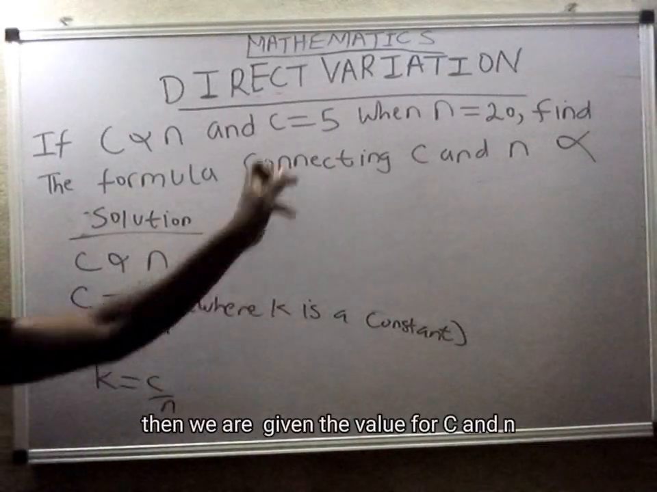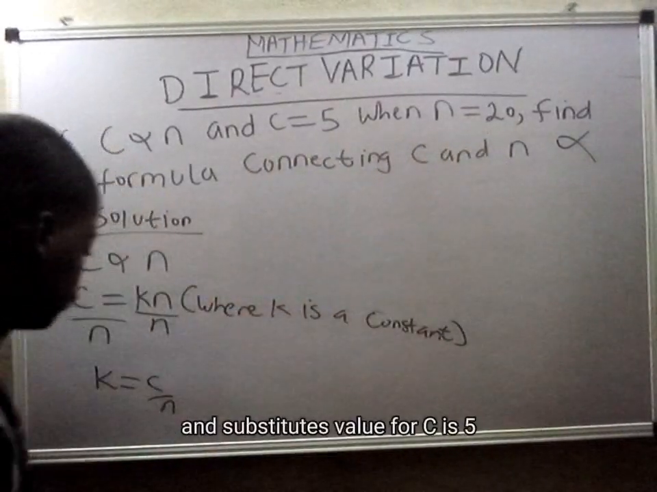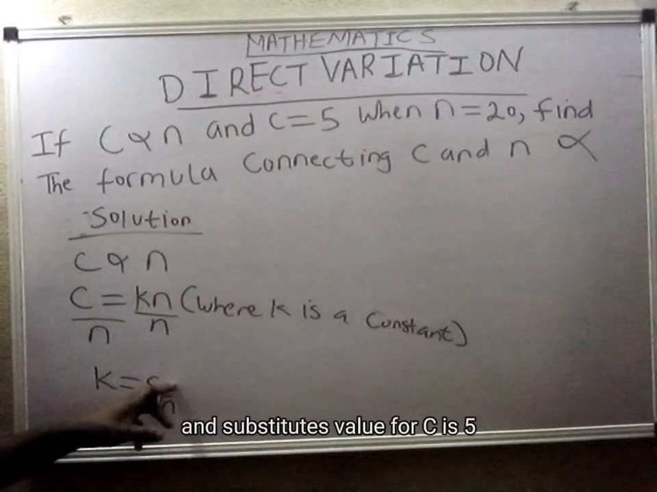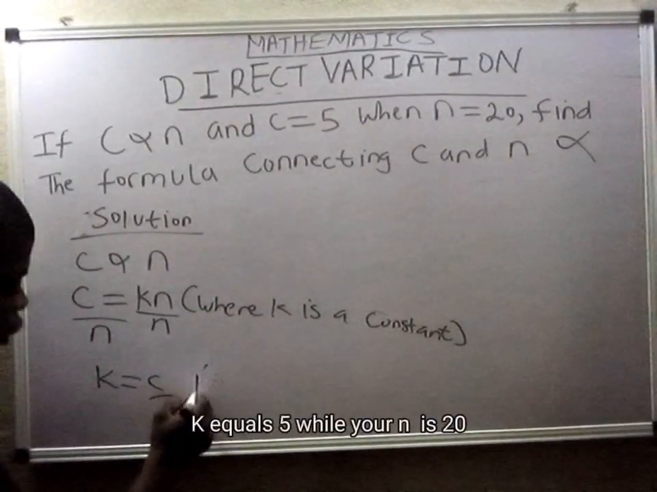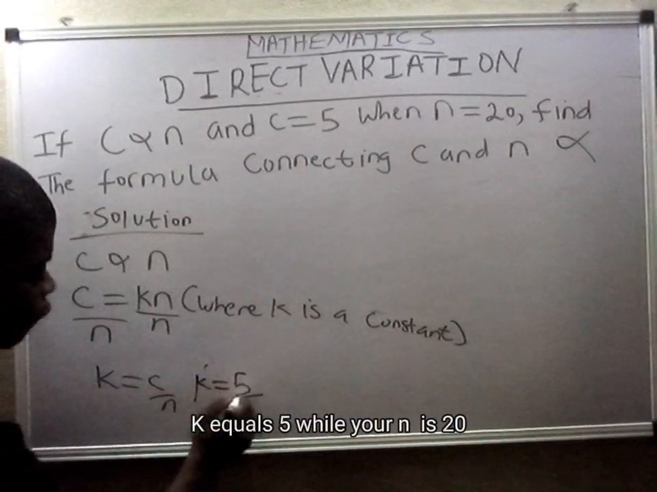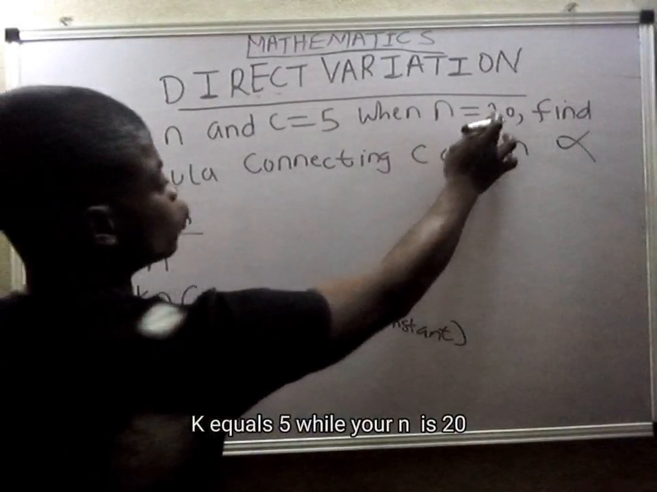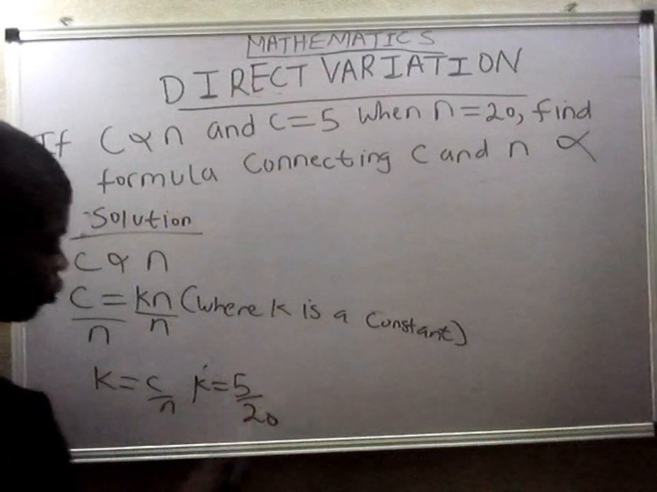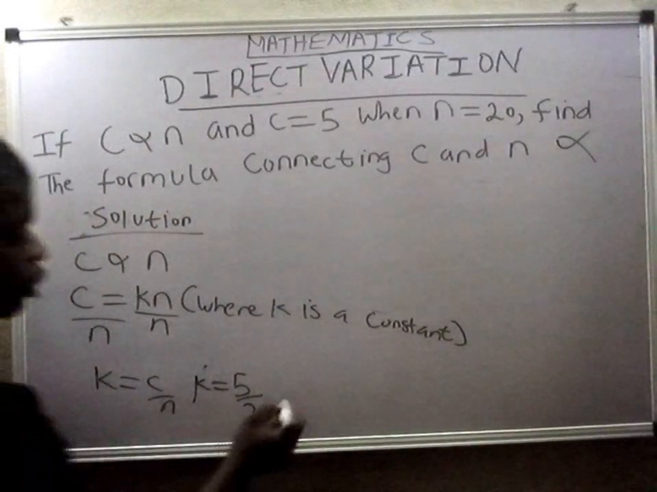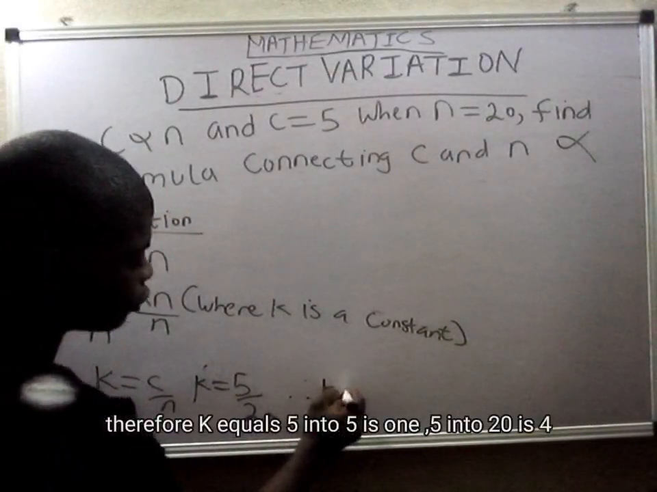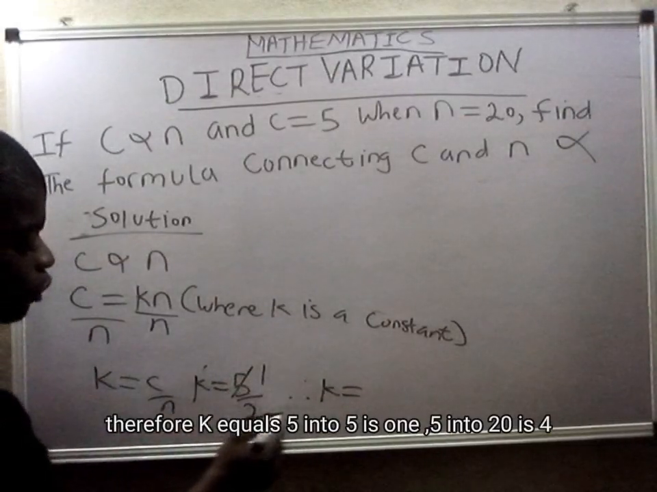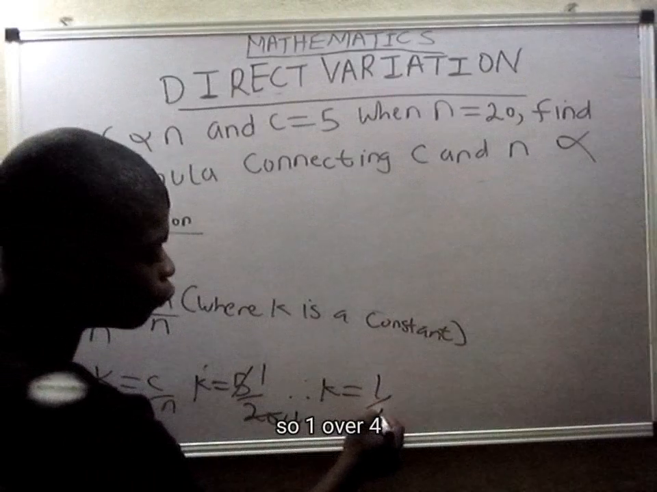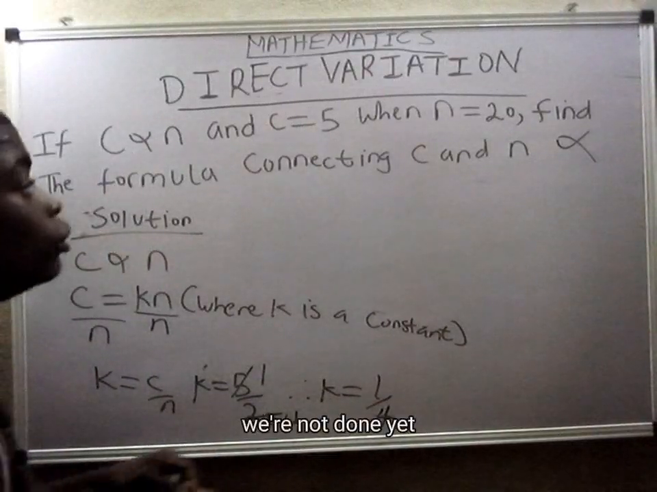Then we're given the value for C and n. We substitute. Our value for C is 5, while your n is 20. So we can divide. Therefore, K equals 5 over 20. 5 in 5 is 1, 5 in 20 is 4. So K equals 1 over 4. We are not done yet.